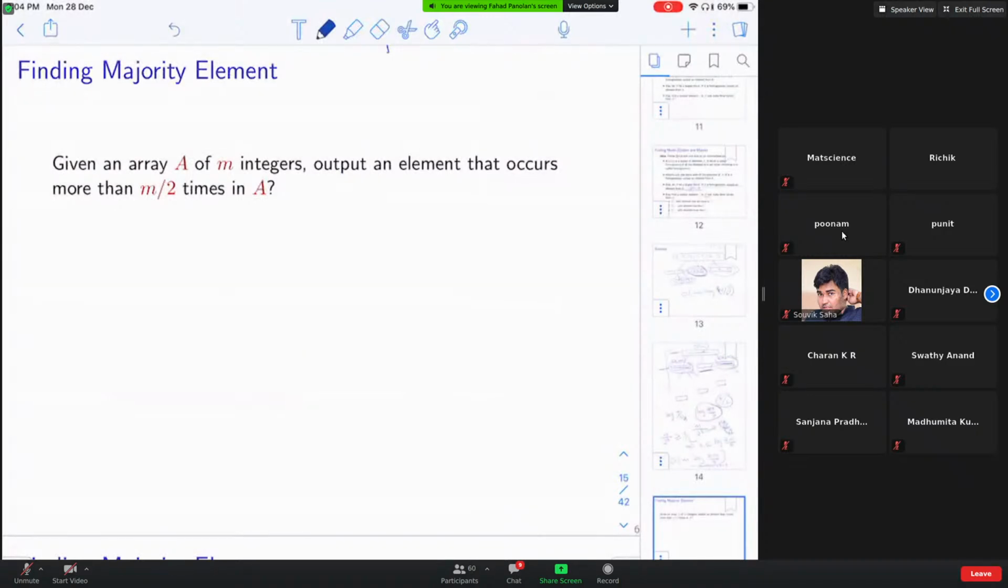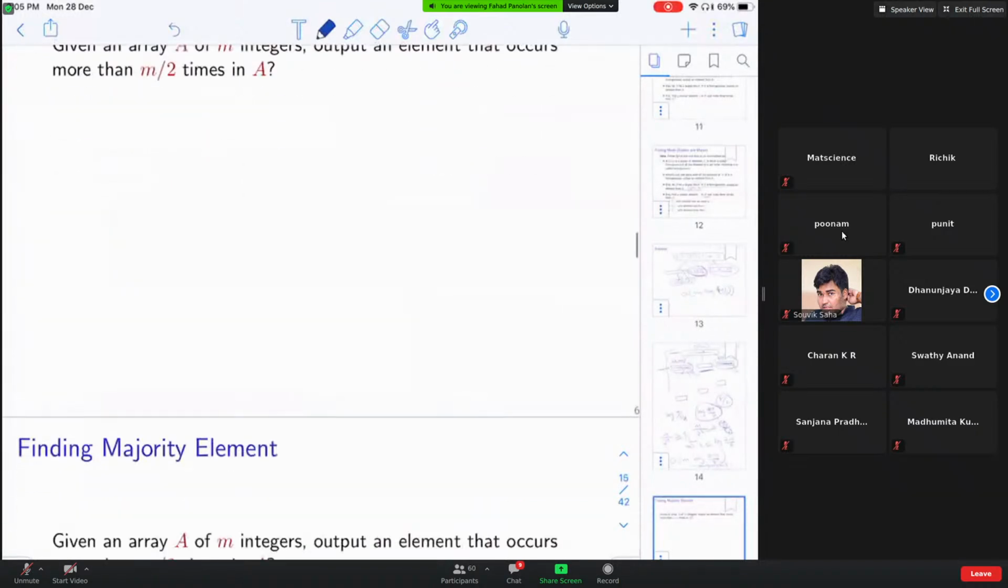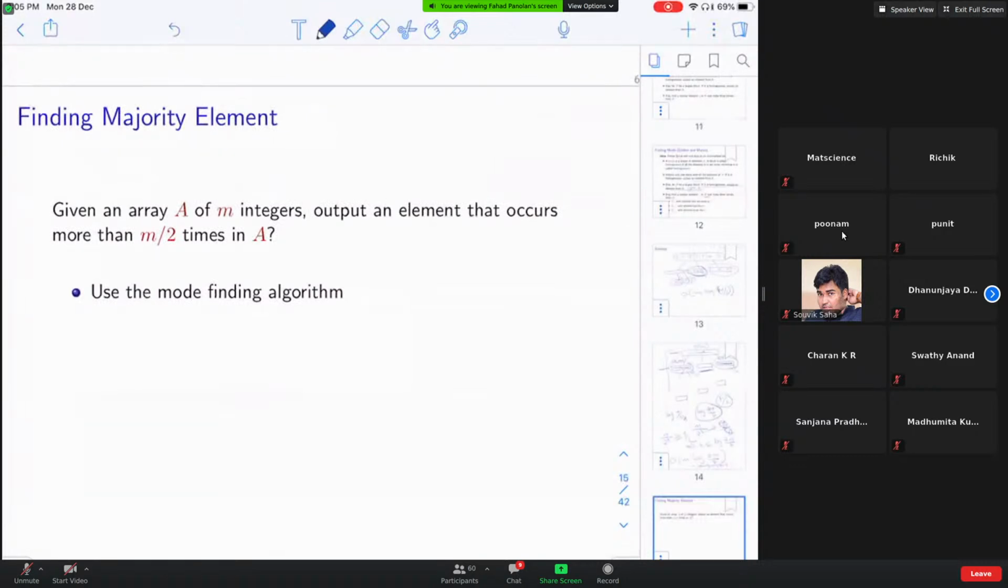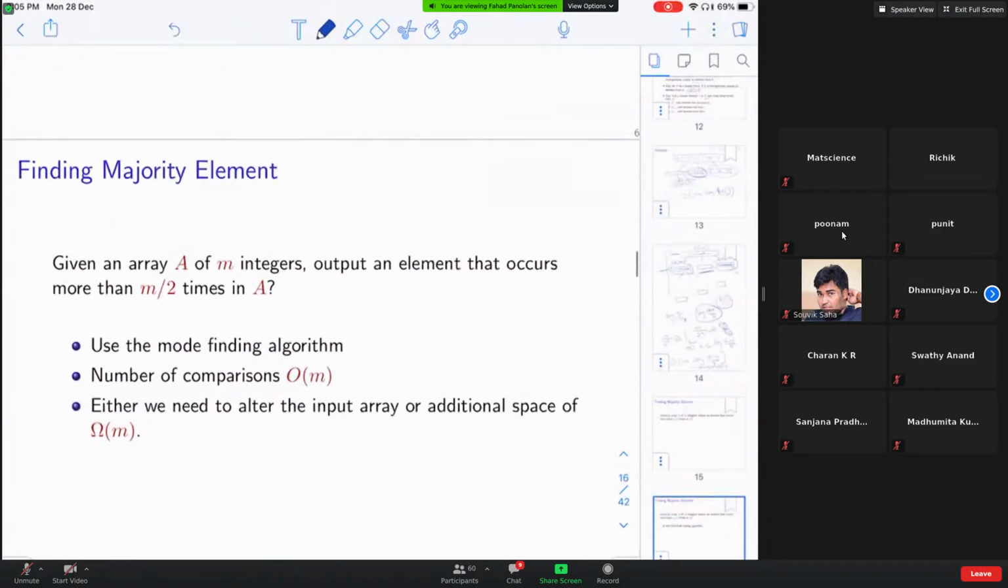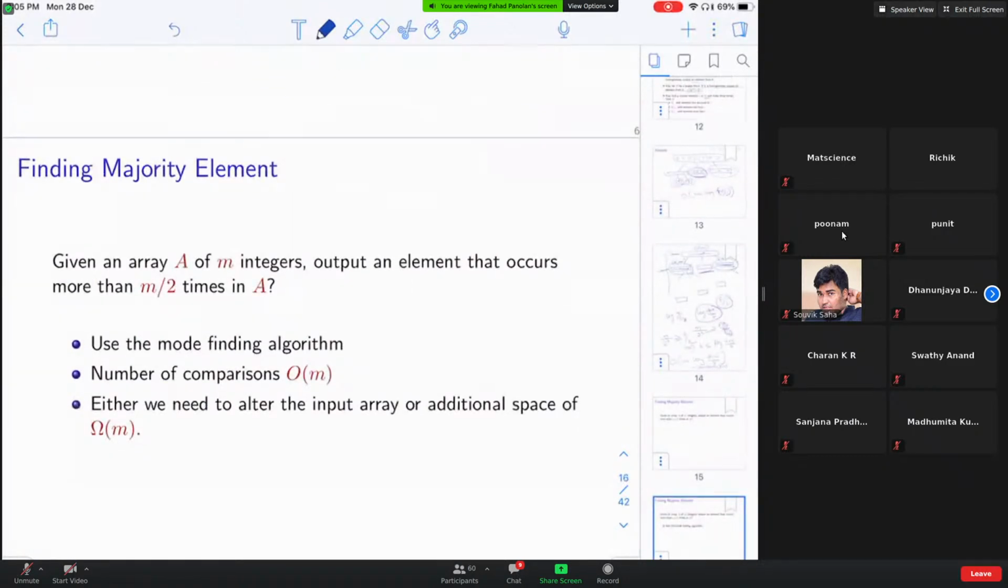If we use the same algorithm, then f is m/2, so it becomes order m comparisons. Correct. So if you do the same algorithm, you can get it in order m comparisons. Use the mode finding algorithm, and the number of comparisons is order m.